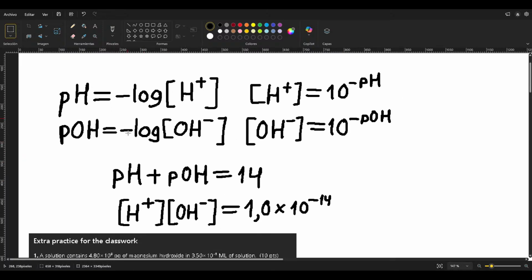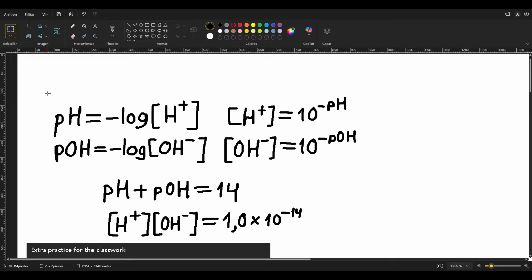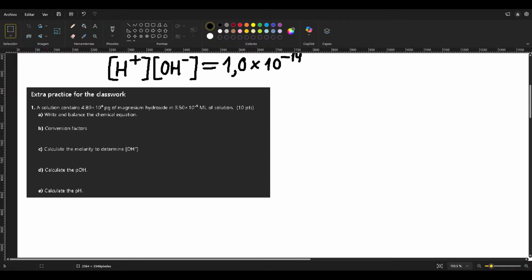Okay, so basically these are the formulas we're gonna be using. Well, let's do the problems.